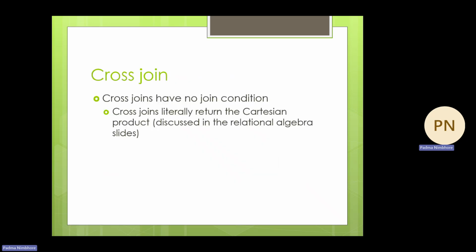Okay, a cross join has no join condition. A cross join returns the Cartesian product, discussed as usual in relational algebra if you know the mathematics. So a cross join can return separate information based on some Cartesian product.